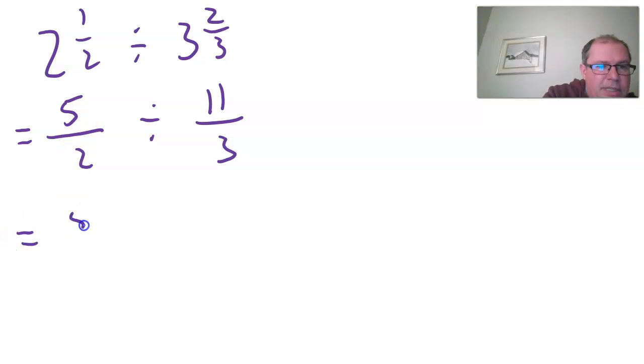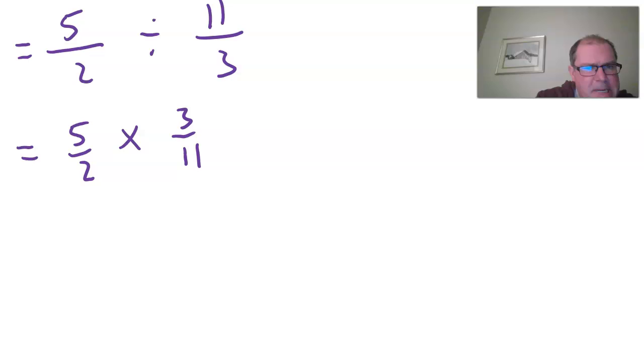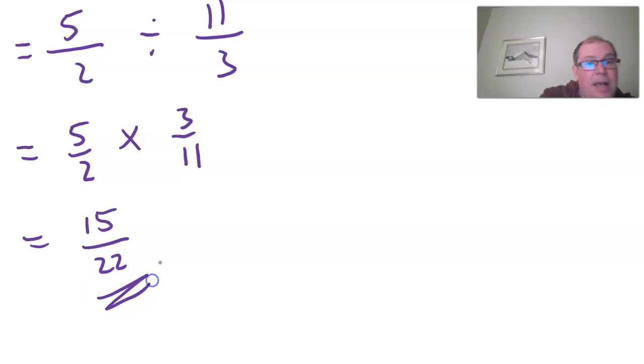So now, leave the first number the same, multiply by the reciprocal. Can I simplify anything? Oh, no, I can't. Tricky. So 5 times 3 is 15, 2 times 11, 22, and that's our answer, 15 22nds.